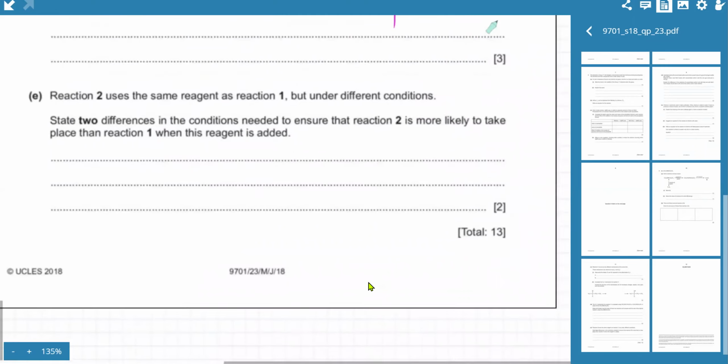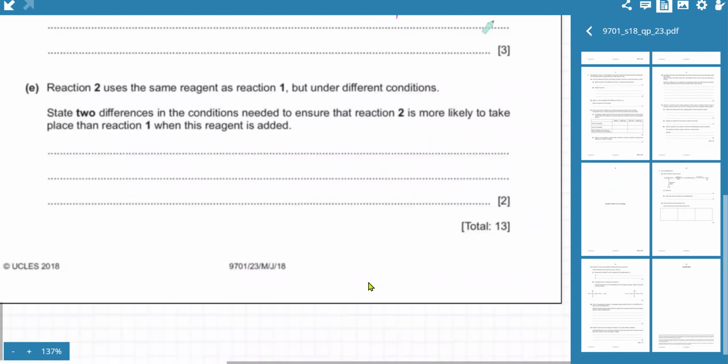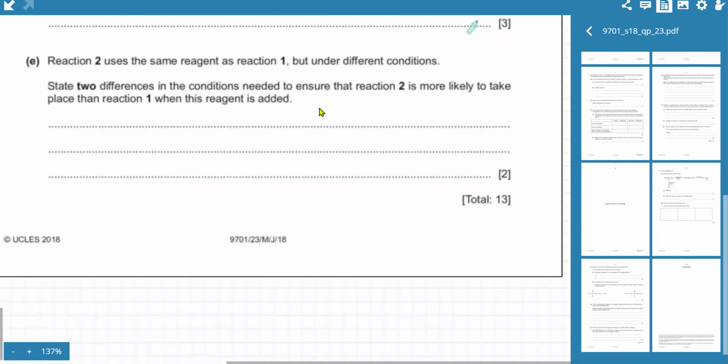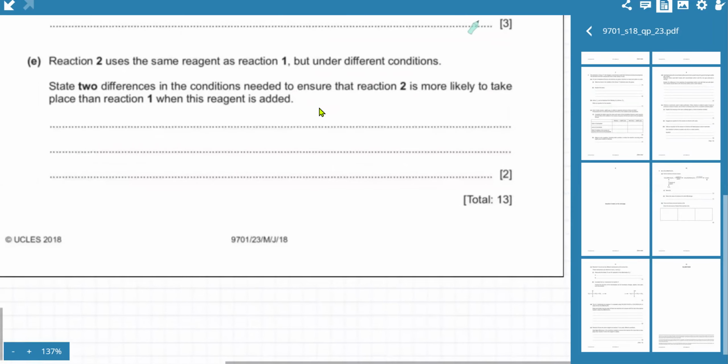Okay, then you have reaction 2 uses the same reagent as reaction 1 but under different conditions. State two differences in the conditions needed to ensure that reaction 2 is more likely to take place than reaction 1 when this reagent is added.